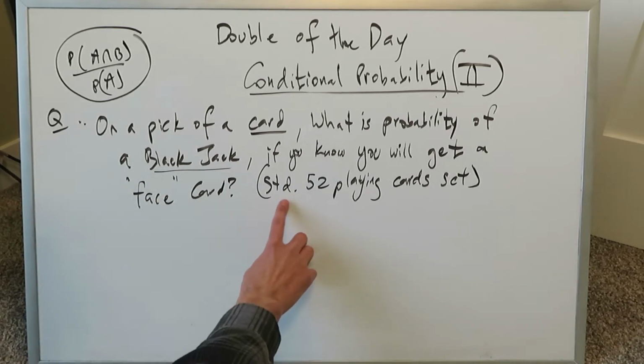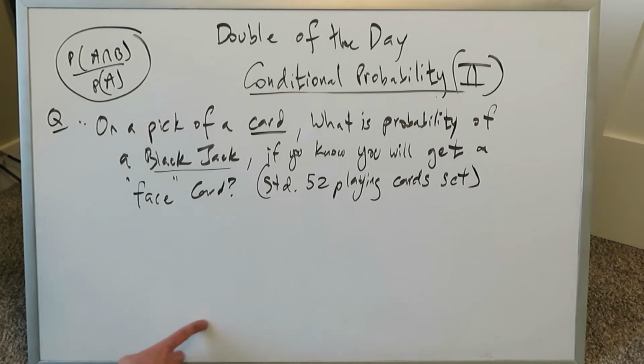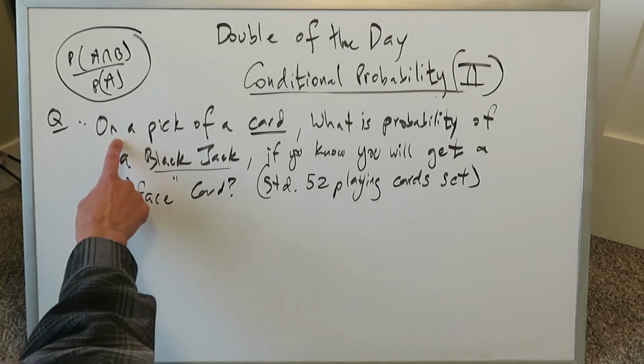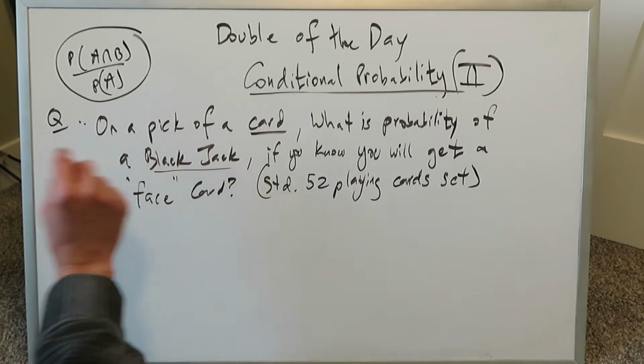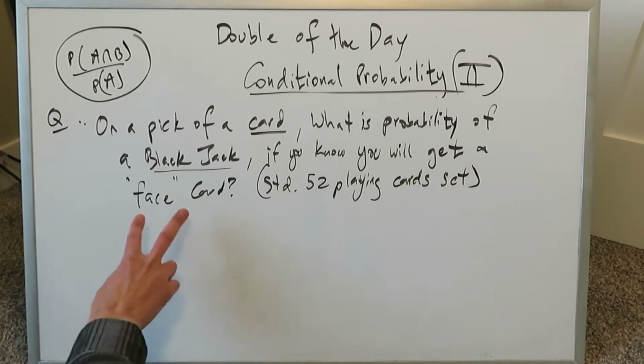Two questions are based on these standard 52 playing cards, the deck of 52 cards. Our question is this, and we will not be using the Venn diagram approach over here. You will see the approach we'll apply won't be any harder, it won't be any easier, but it will be a very safe approach. On a pick of a single card, what is the probability that you will get a black jack, if you know you will get a face card?